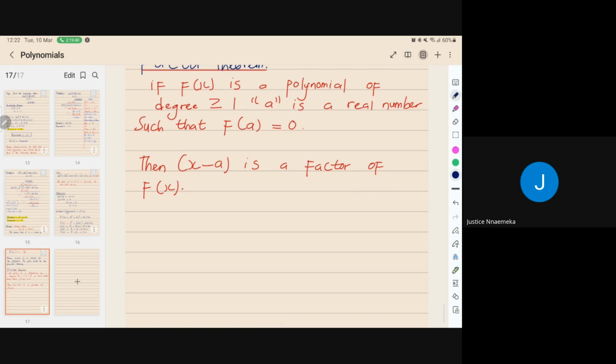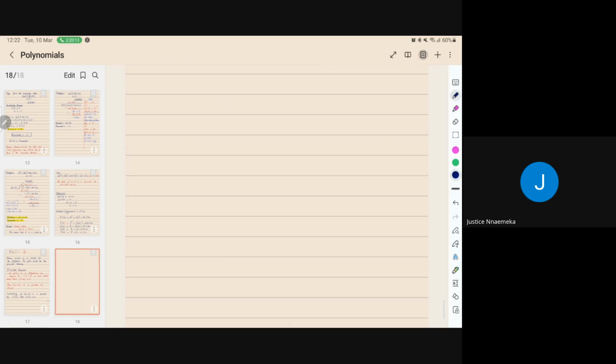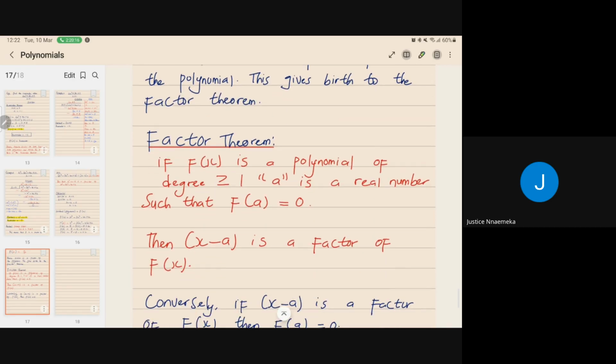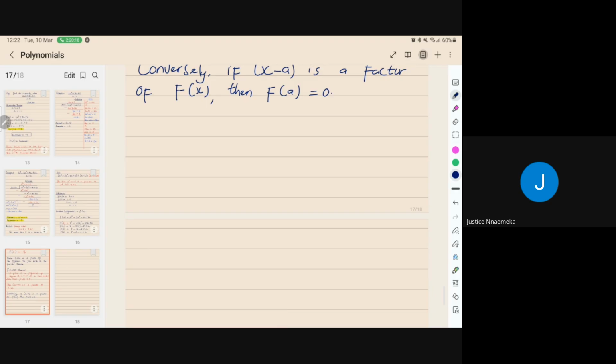So you can say conversely, if x minus a is a factor of f of x, then f of a is equal to 0. Do you understand it now? So for example, then we'll call it a day.